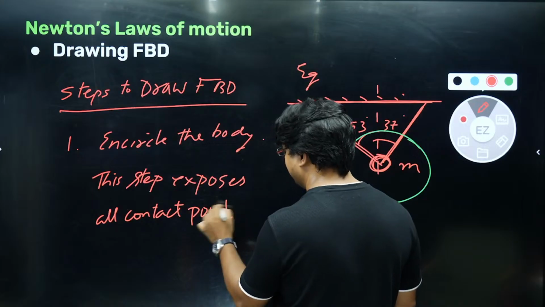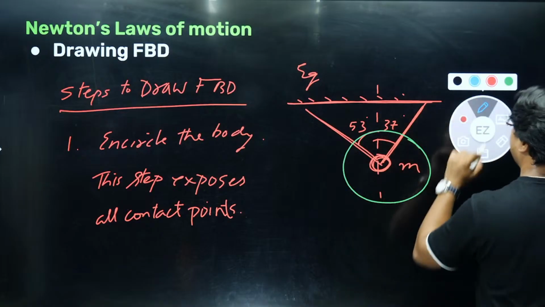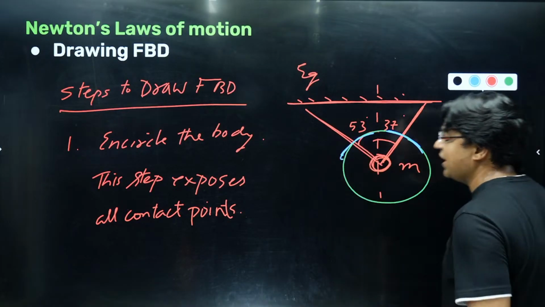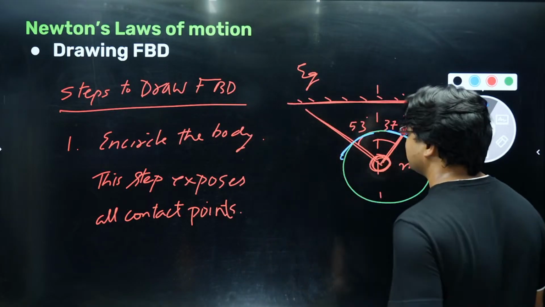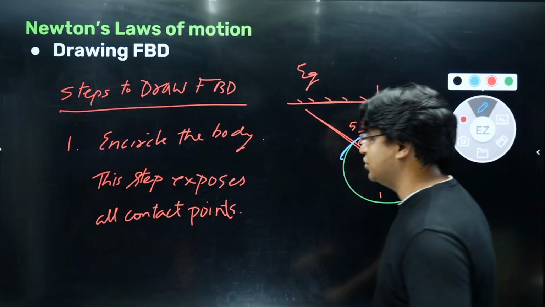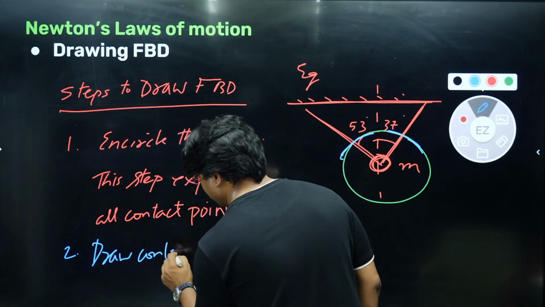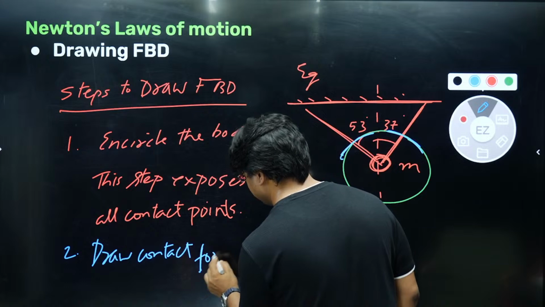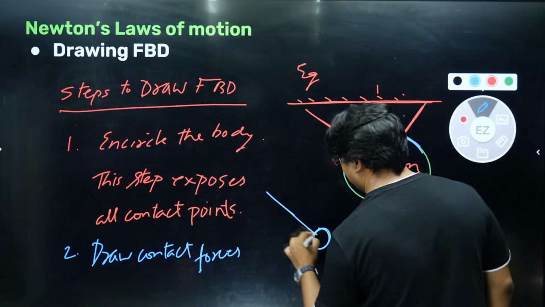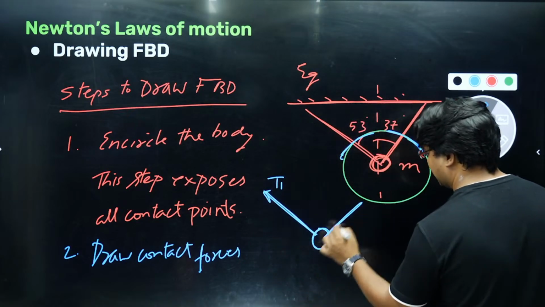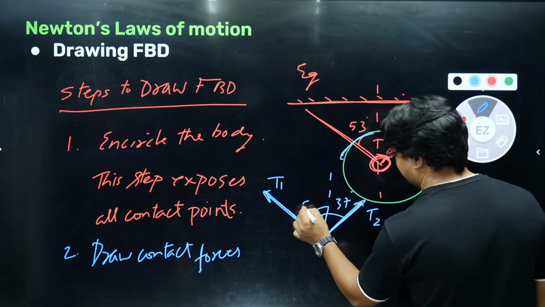In your bid to encircle this object, you would be cutting these strings, like your pen will move through the strings. Every time you are cutting a contact with anything else, a contact force will come into the picture. So I now know that I have to take care of two contact points, two contact forces. The next step is that you can draw the contact forces. If this is the block that I segregated, I will draw a contact force here, let's say T1, and another contact force T2, and these forces will be along the string. So this one will be 37 and this one will be 53.